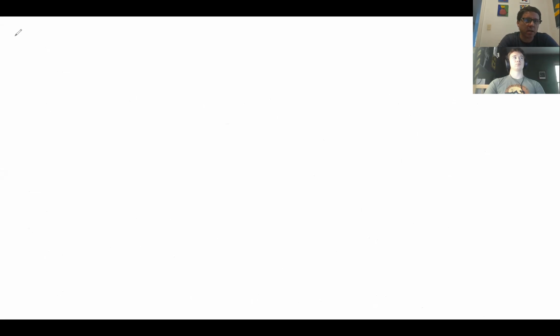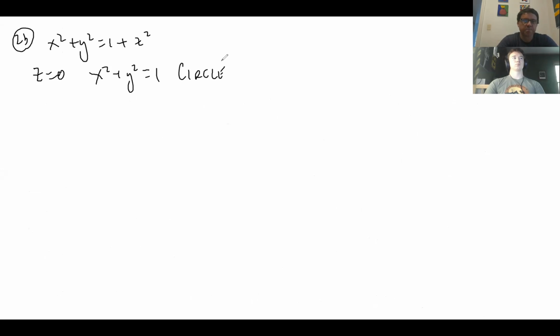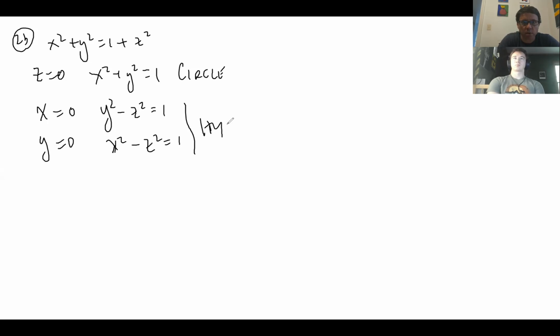For part B, 2B here, this is x squared plus y squared equals 1 plus z squared. If you set z to be 0, then you get x squared plus y squared equals 1, which is a circle. If you set x to be 0, then if you bring everything over, you'd have y squared minus z squared equals 1. So x is gone and you bring the z squared over. If y is 0, you'll have x squared minus z squared equals 1. And those are both hyperbolas.